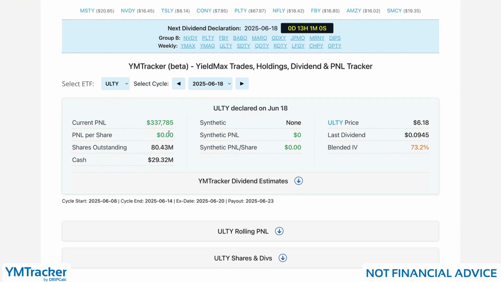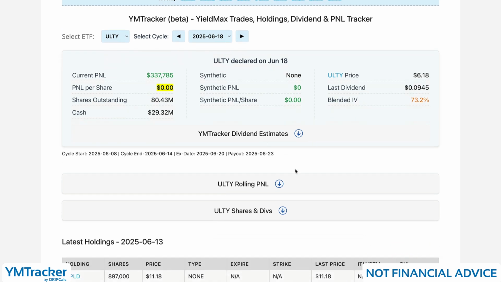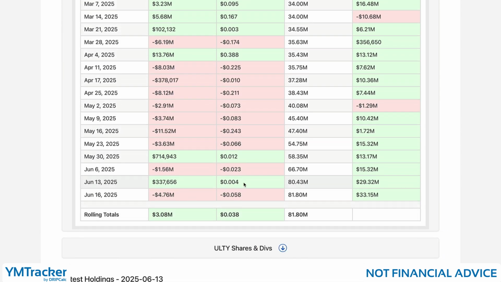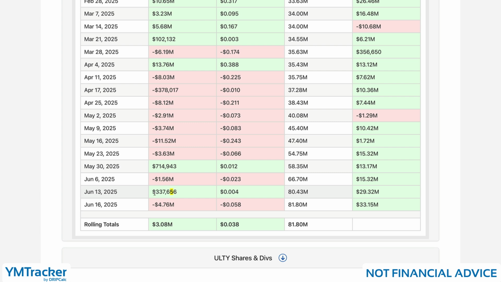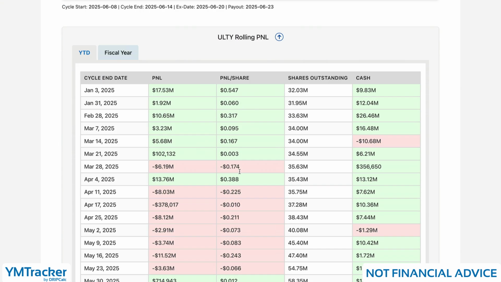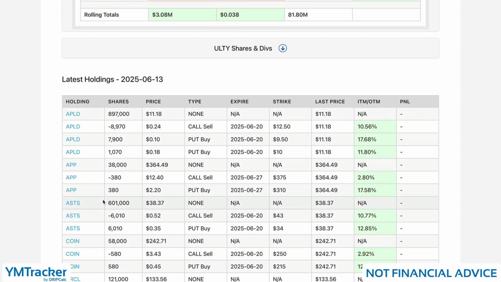And so here's Ulti. They actually did make less than 1 cent in the cycle, and you can look at it here. They made $0.004, so 0.4 cent in the cycle per share. This is $337,000, but there are a lot of shares outstanding, so that's a very little amount per share. Okay, and again, they don't have synthetic. They just have a lot of different holdings.